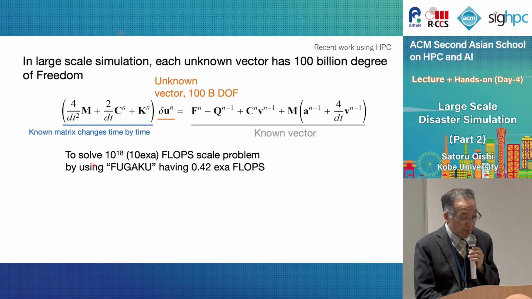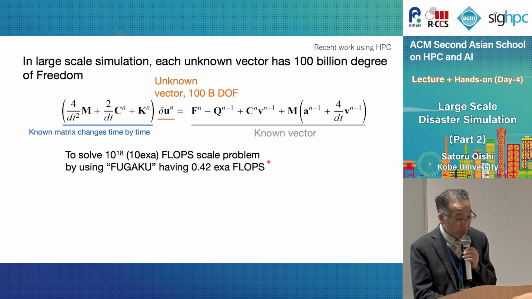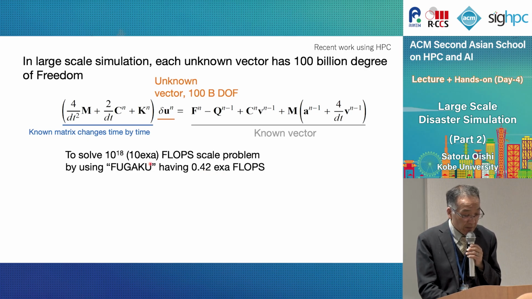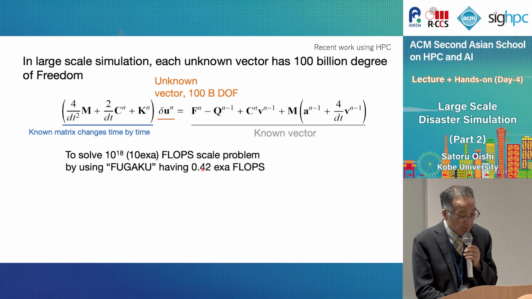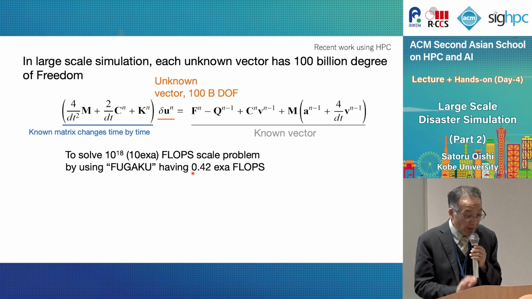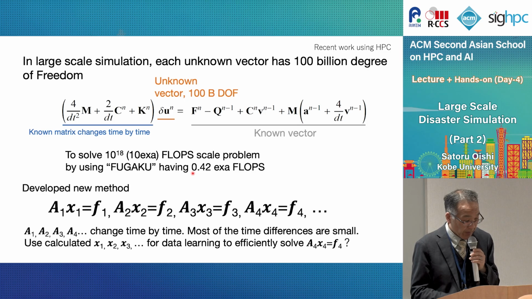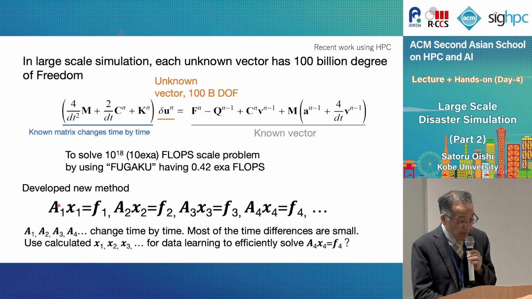So to solve a 10 to the 18, so 10 exaflop scale problem, using Fugaku that has 0.42 exaflops, it requires 25 times the ability of Fugaku. Therefore, they developed a new method.